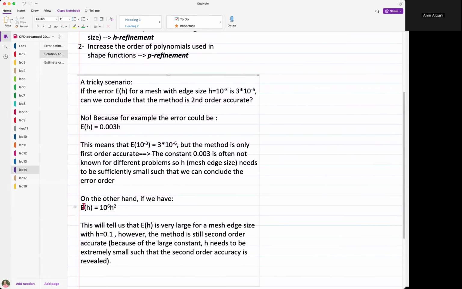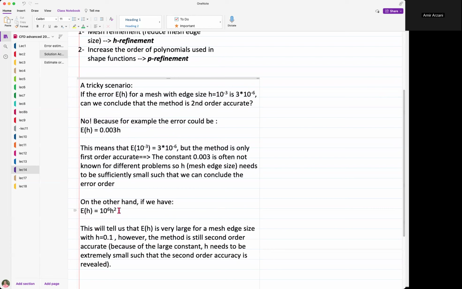Now, the opposite scenario can also happen. We might have a second order accurate scheme, which is pretty good. It's second order accurate, so the error is bounded by h to the power 2, but the constant is pretty large. So essentially, if you have a mesh edge size, for example, h equals 0.1, we're going to get a very large error. But the method is still second order accurate. And that's just because of the large constant. So really, in this case, for us to observe the second order accuracy, we have to go to very, very, very fine mesh edge sizes.